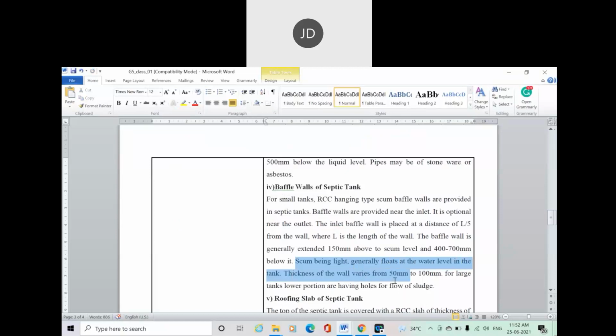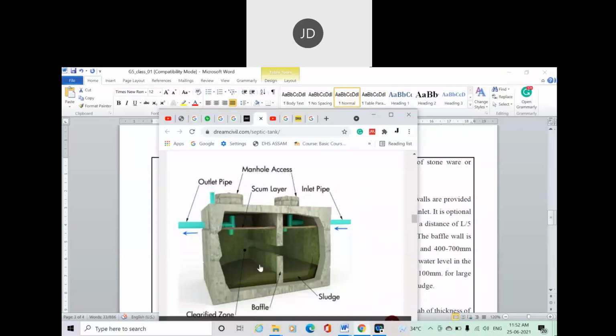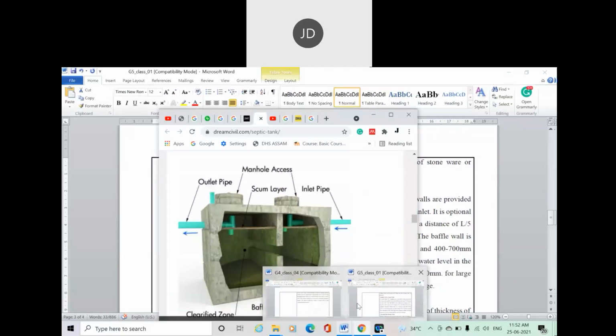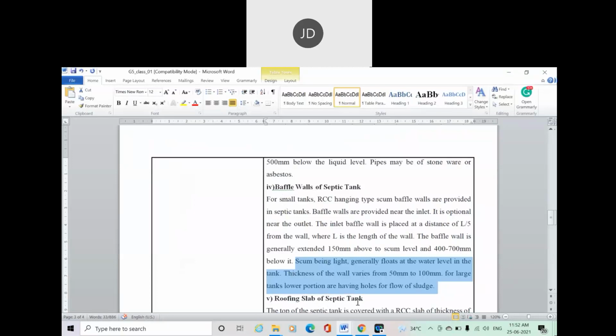The thickness of the wall varies from 50 to 100 millimeter, and for a large tank the baffle wall's lower portion has holes for the flow of sludge. That means we can also provide a hole here at the bottom of the baffle so that sludge can move from one chamber to another chamber. This is an additional provision that can be provided in a septic tank. So this is all about the baffle wall and its application.